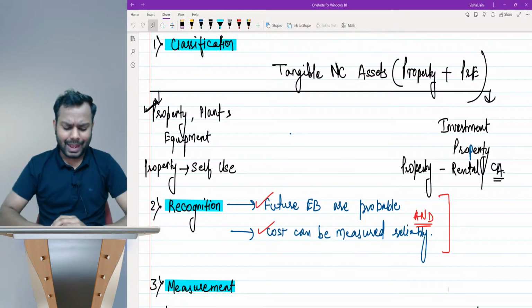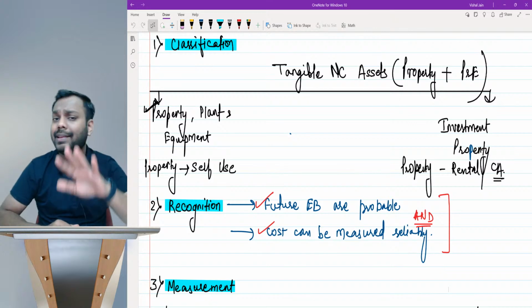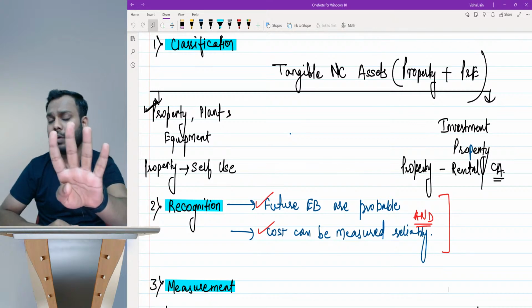Now guys, as I have been telling in the classes as well, for any standard you have to study 4 things. What are the 4 things?